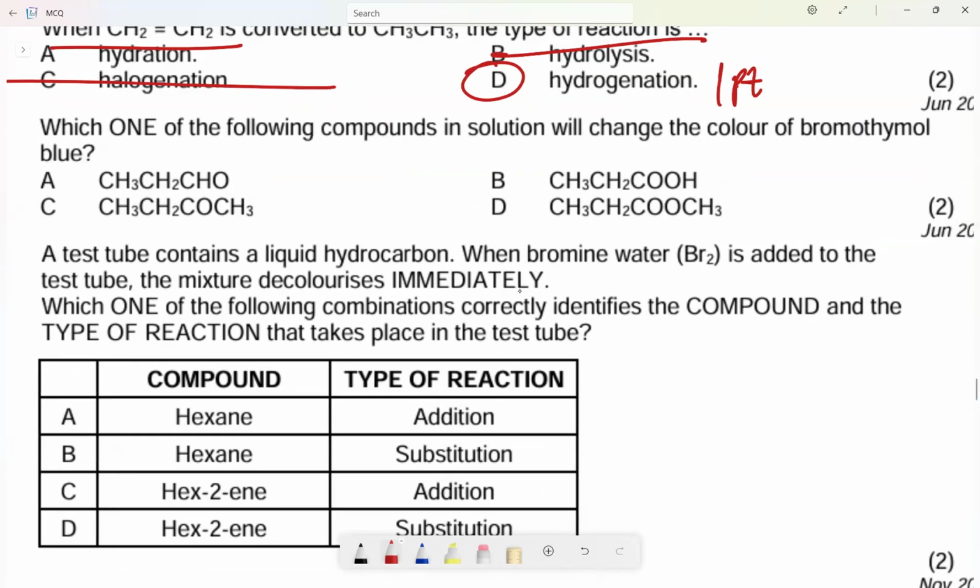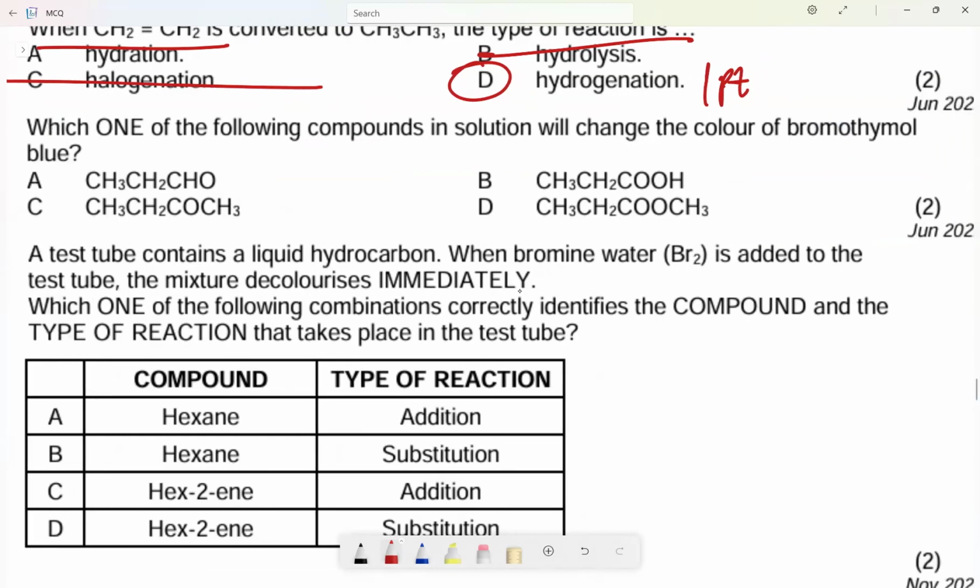Bromothymol blue is an indicator. Remember, Mary Baby Pack P. Then bromothymol blue, remember baby. It will change color. So remember, an acid will change to yellow and a base will change to blue. So an acid will change color in bromothymol blue.